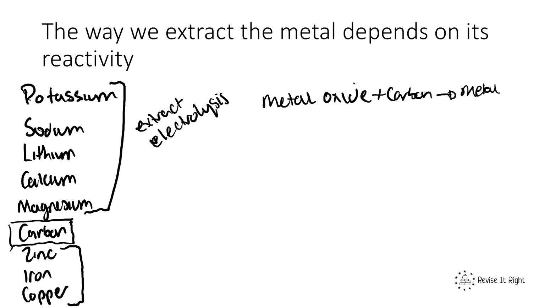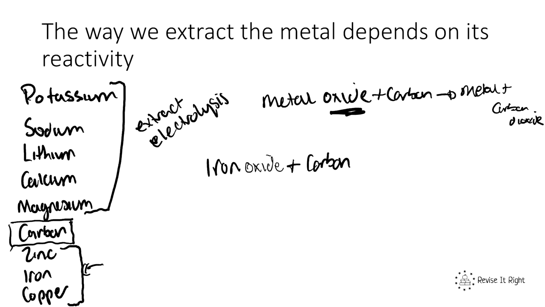The metal is going to be extracted on its own, and also carbon dioxide, because the carbon is going to react and take the oxygen from the metal if it's more reactive. Okay, so let's go through an example, and we'll take iron. Now iron is less reactive than carbon, and therefore carbon can displace iron from its oxide. So iron oxide plus carbon in a blast furnace will make iron, and therefore we've got what we want.